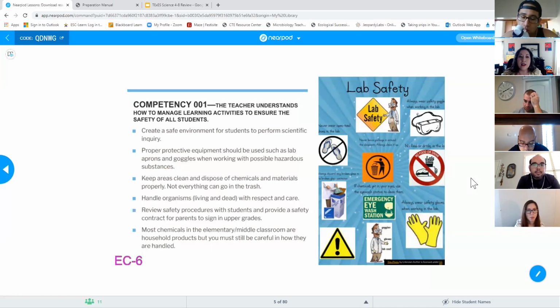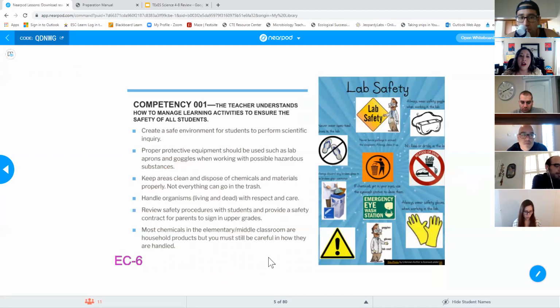So to get started, competency 1 is just looking at safety, right? So really making sure that you are having safe learning activities for your students. In the elementary classroom, there's really not a lot of dangerous stuff you're working with until you get to probably 5th or 6th grade. And then once you get into middle school, you may be able to use items that are made out of glass, your hot plates, your beakers and all that.